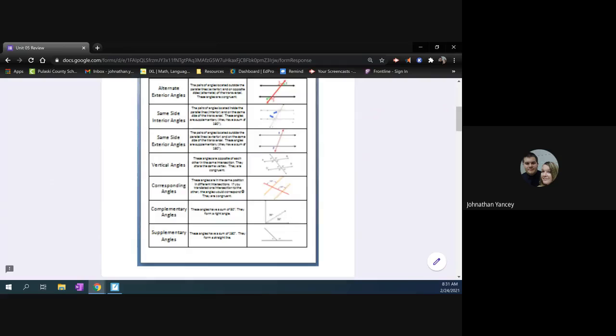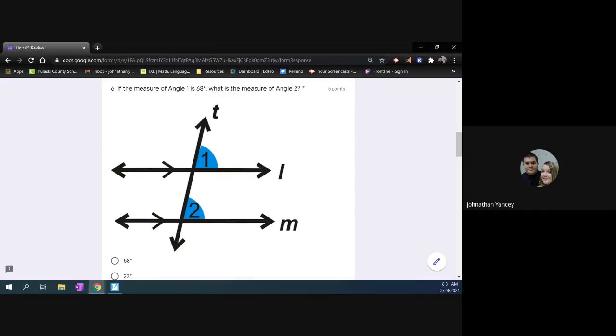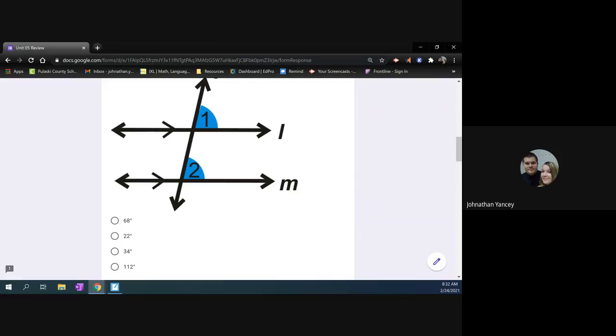So section 2 is about comparing the angle measures of these. Number 6 says if the measure of angle 1 right here is 68 degrees, what's the measure of angle 2?